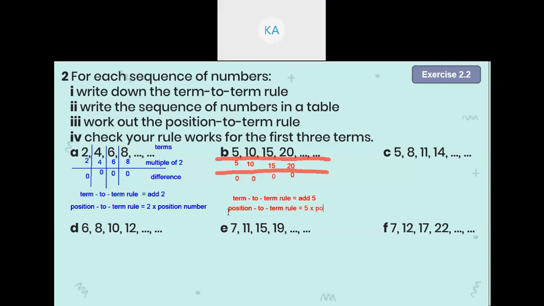Is there anyone confused? Or maybe am I too fast? Is there anyone still confused? Is it 5 or 3? It is 5. It's not 3 because you need to check the term to term rule. Because the term to term rule is add 5, for the position to term rule it will be 5 times position number. For question A, it's add 2, so the position to term rule will be 2 times position number and so on.